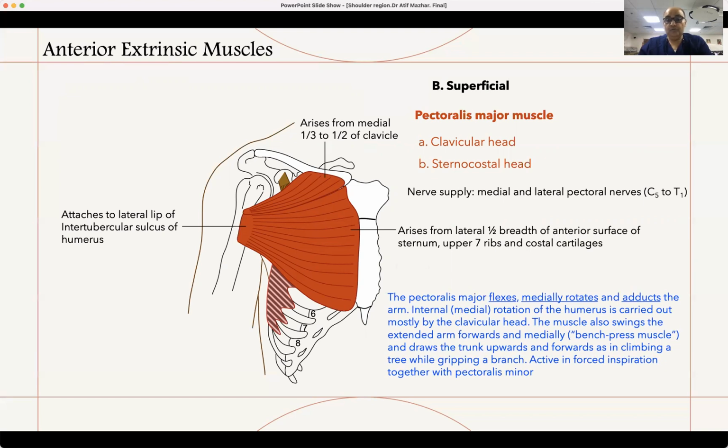No issues. You should be very good with that. It's a major muscle, very obvious what it does. It flexes, medially rotates, and adducts the arm. Where? At the shoulder joint. Internal rotation of the humerus is carried out mostly by the clavicular head. So the clavicular head is primarily responsible for internal rotation.